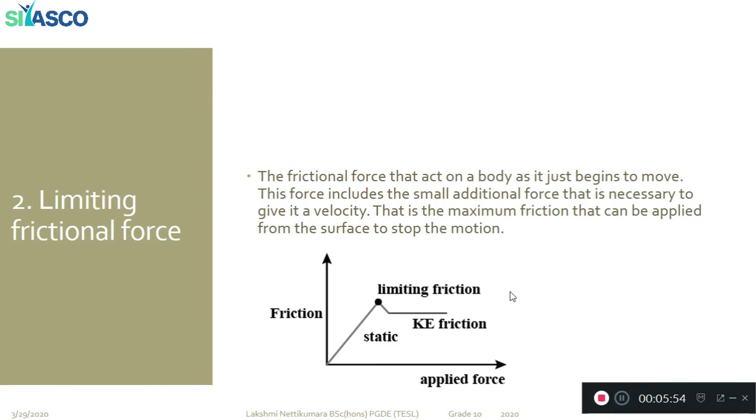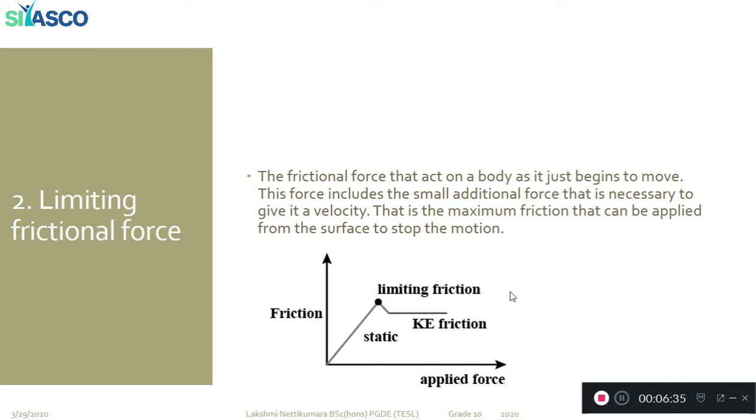What is limiting frictional force? As mentioned in the first slide, when we increase the external force slowly, the frictional force is also adjusted accordingly. But if we increase the force further, the body starts to move. In other words, it is the frictional force that acts on the body as it just begins to move. This is the maximum friction that can be applied from the surface to stop the motion of the particular object.